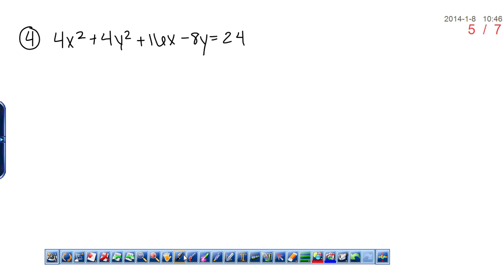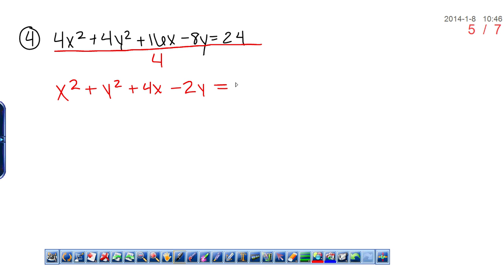So I'm going to just start right off the top, and I'm going to divide everything here by 4. Now it's going to give me smaller numbers, and it's going to save me time. So check for that. All right, so that gives me x squared plus y squared plus what? Plus 4x minus 2y is equal to 6.